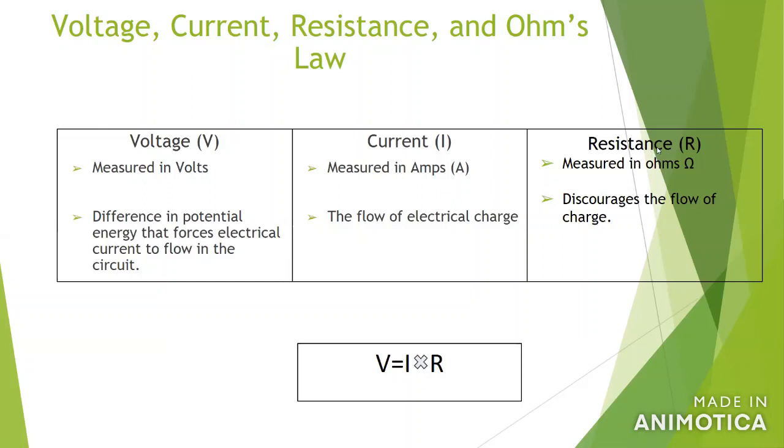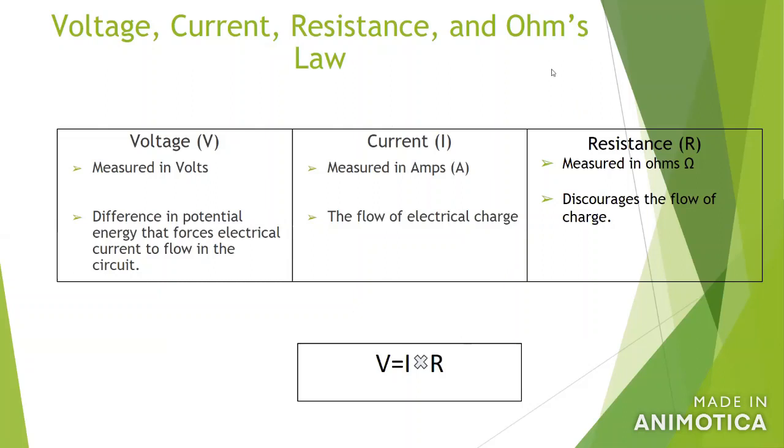And resistance. Think about big rocks in the river. They can block the water current, right? So resistance is the same thing. It's something that discourages the flow of charge, the current. Okay, so for the relationship between these three parameters: voltage we measure in volts, current we measure in amps, and resistance is measured in ohms.